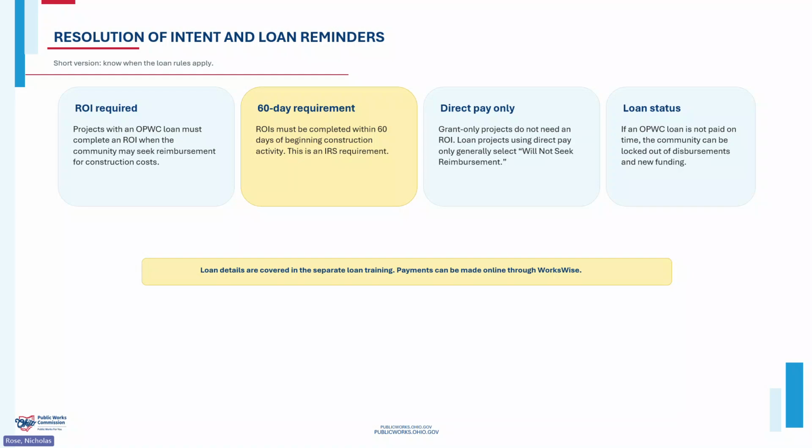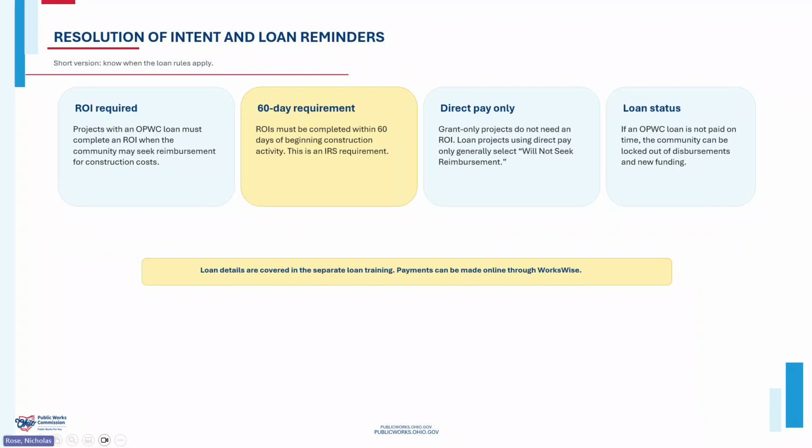Grant-only projects don't need an ROI. A loan project using direct pay will not seek reimbursement on their first request, and that won't require the ROI. Also, if an OPWC loan is delinquent, like a loan repayment, that will lock the community out of disbursing funds and applying for new OPWC funding. It will not let you submit. Ivy is your contact for getting those paid. We're also going to be dropping Ivy's loan training in the chat for more reference on that.